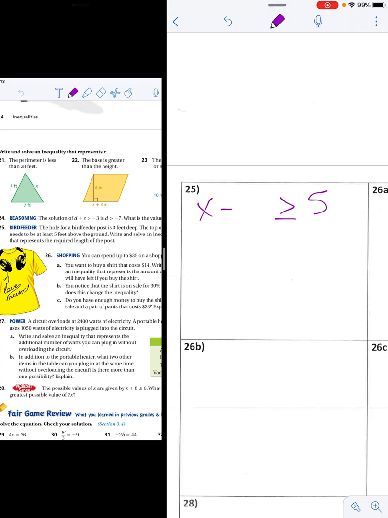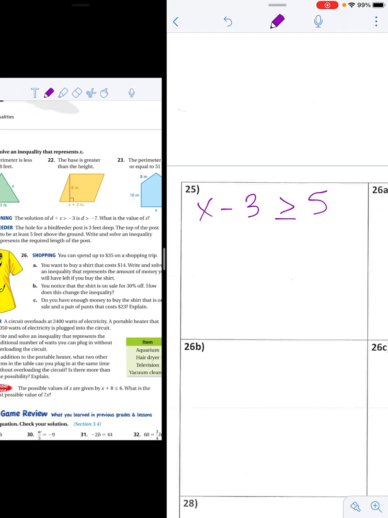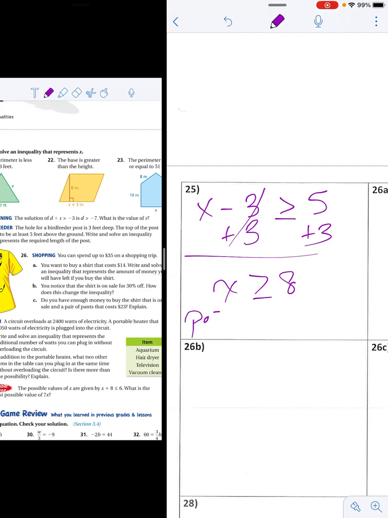Okay, the hole is 3 feet deep. So we're going to do x minus the 3. Okay, we're digging a hole. Solve for x by adding 3 to both sides. So x is greater than or equal to 8. So the post must be at least 8 feet.